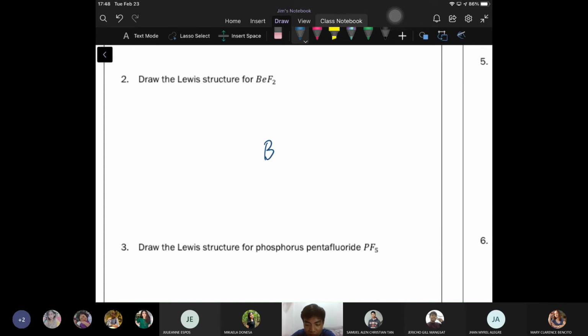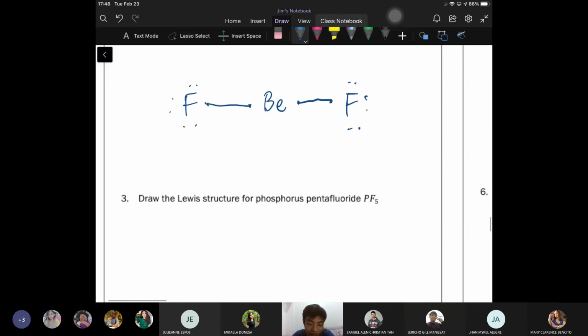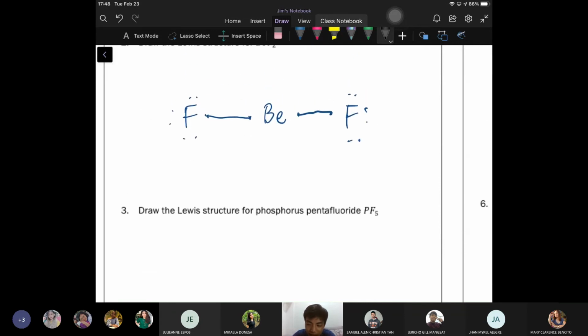So, paano ko ito i-draw yon? You just draw its Lewis symbol, its Lewis dot symbol. And then you connect the dots. Ganun lang siya kadali gawin. Di ba? Sana all incomplete octet na. Kaso hindi eh. Okay, so yan na yun. Yan na yung structure niya.